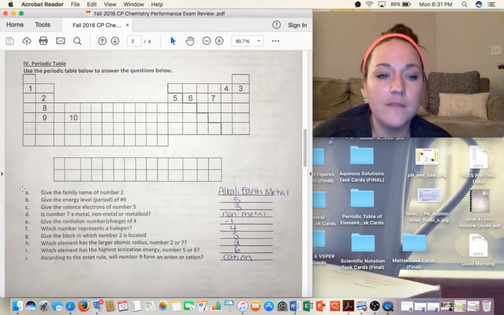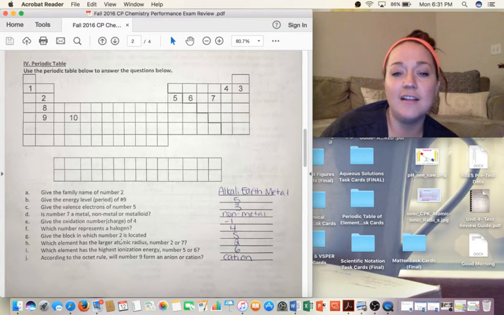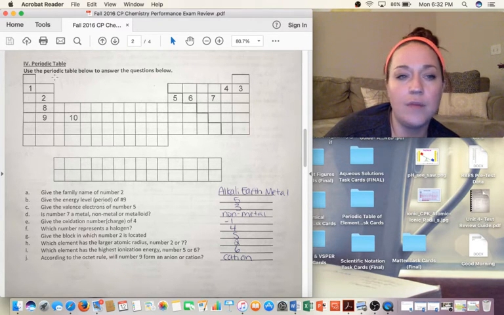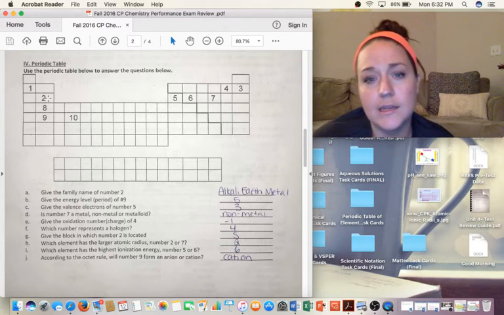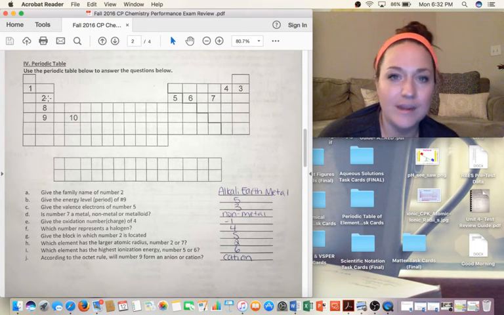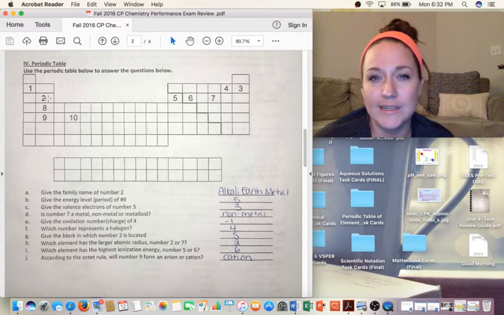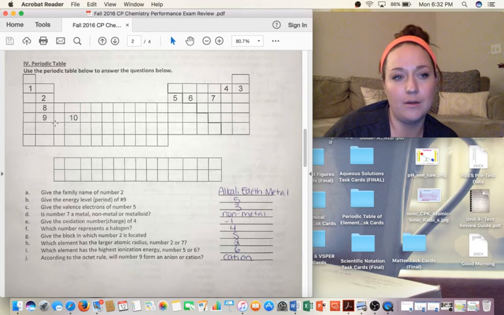Question A. Give the family name of number 2. So that's an alkali earth metal. Number 2 is located in group 2. And it's important to remember each of the groups because you're going to be given an element and be asked where it is on the periodic table, whose family it is in, and you're going to have to remember that and write it in. So this is the alkali earth metal.